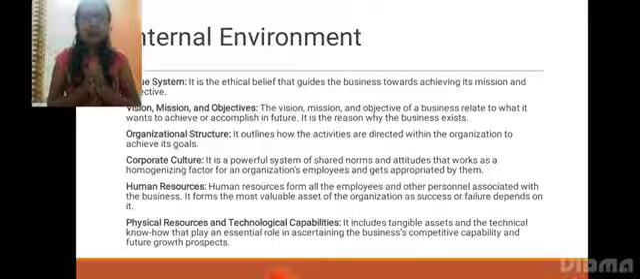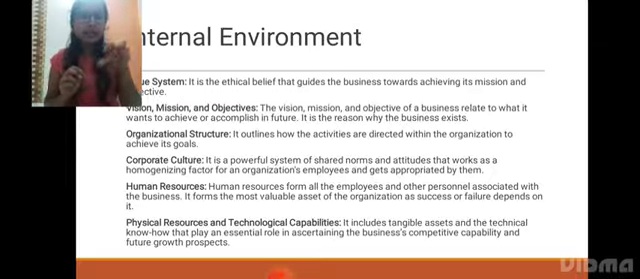Tangible is nothing but what? Anything which I can see or which I can touch. So my intangible assets are very important because they give me security and safety that my business won't degrade.